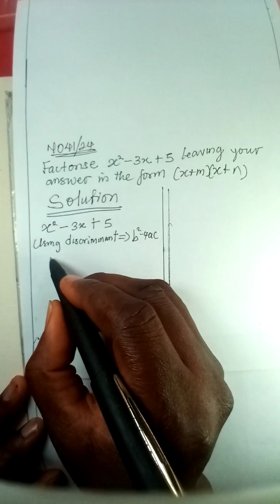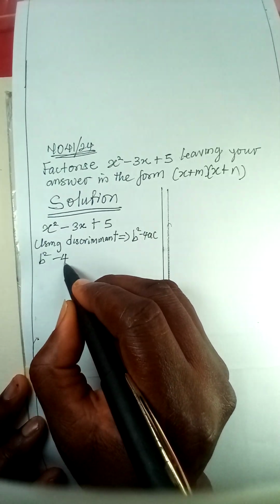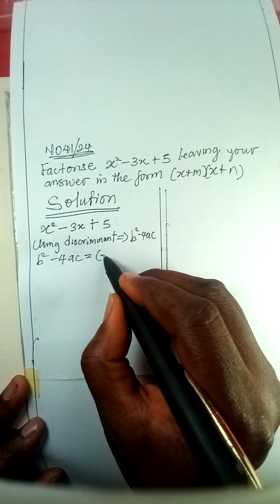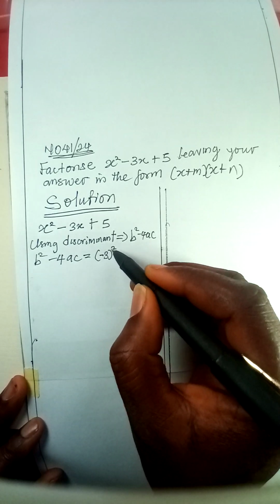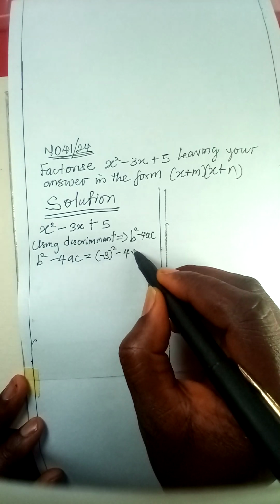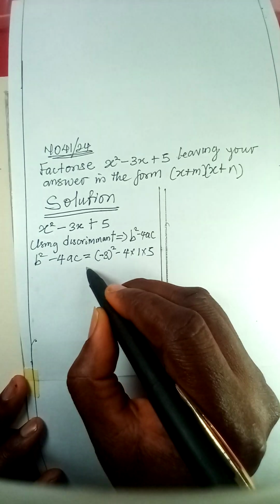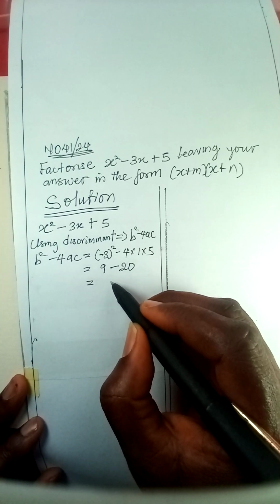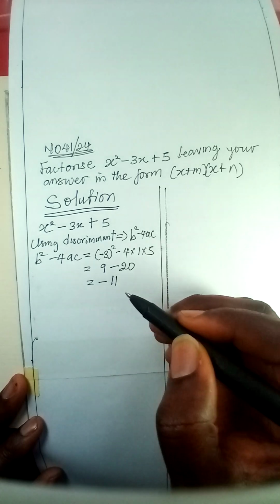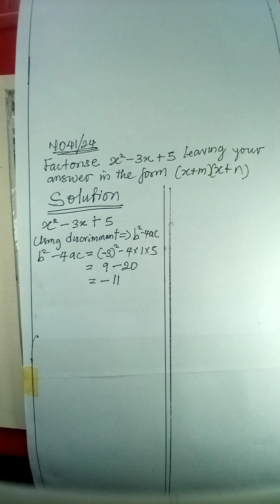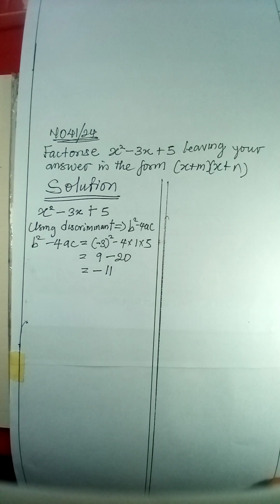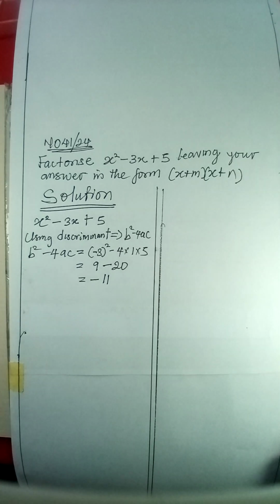If I apply this, I'm going to have b squared minus 4ac, which will be minus 3 squared minus 4 times 1 times 5. This will give me 9 minus 20. This will give me negative 11. Now, this discriminant is telling me that this quadratic expression cannot be factorized using the usual method. But we'll still go ahead to factorize it.